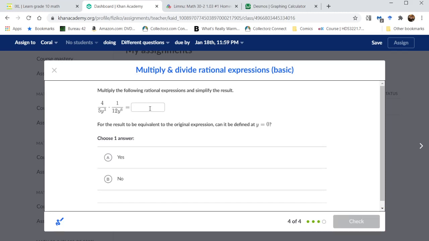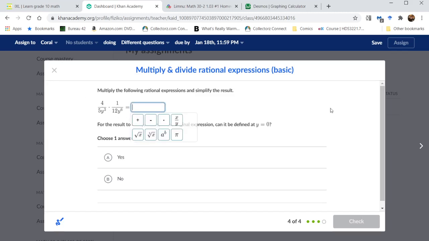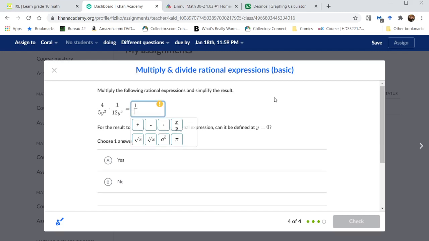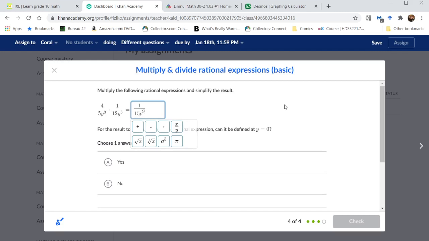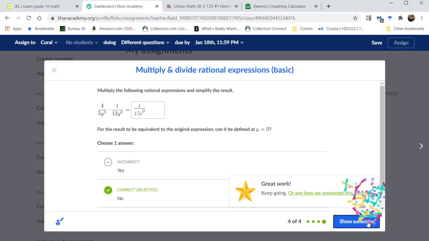Finally, when we multiply these out, the 4 and the 12 will cancel and reduce. So we no longer have a 4 in the numerator, and that 12 becomes a 3. When we multiply by 5, we get 15, and our y ends up with a total exponent of 9. So this one is definitely not defined at y equals 0. Those 9s do not cancel in the least.